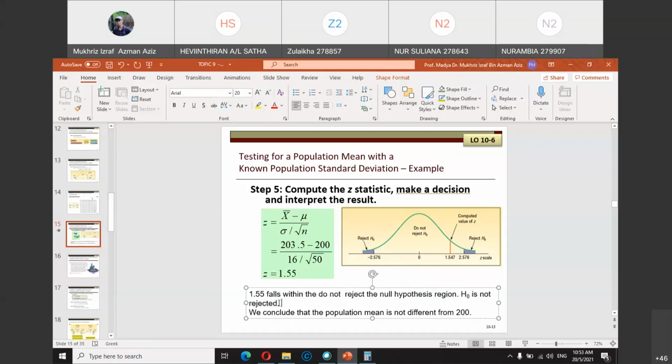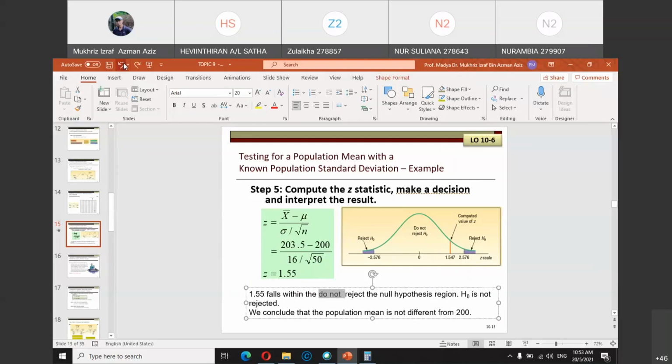So it must come in 2 parts. First part, whether it is inside or outside. If it is outside the area of rejection, then H0 is not rejected. If this value falls within the reject area, then H0 is rejected. So that is how you can just change the sentence.